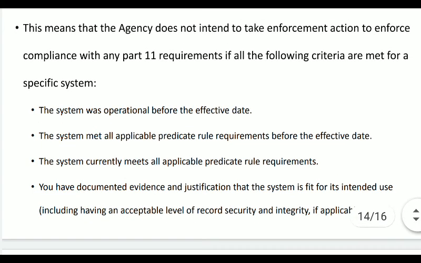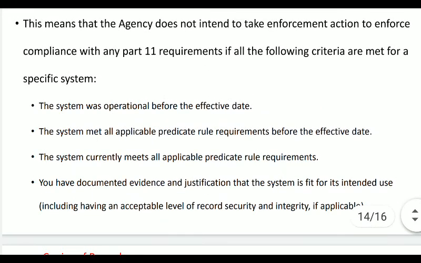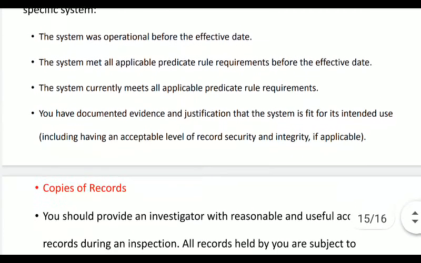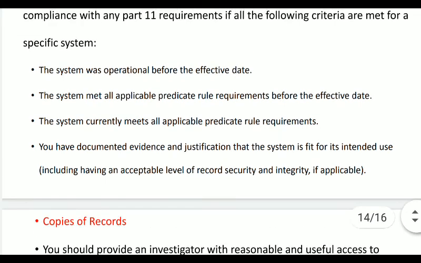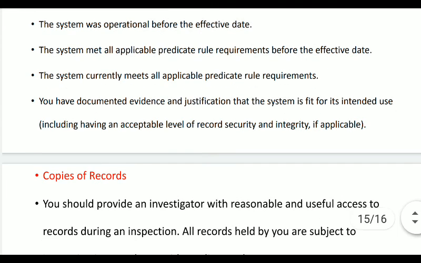But suppose you are not following these steps properly, then the agency has authority to take some legal action against you. So what kind of steps are we supposed to follow? The system was operational before the effective date. The system met all applicable predicate rule requirements before the effective date. The system currently meets all applicable predicate rule requirements. You have documented evidence and justification that the system is fit for the intended use.